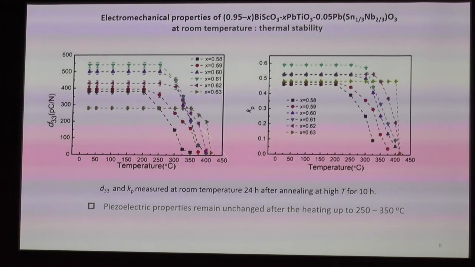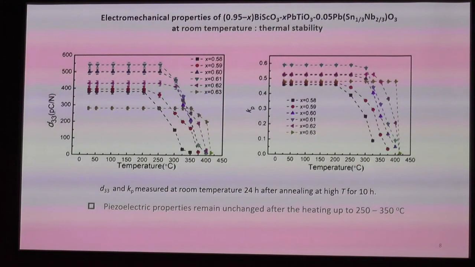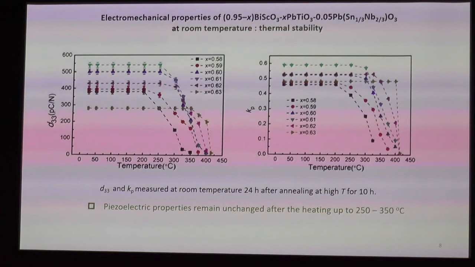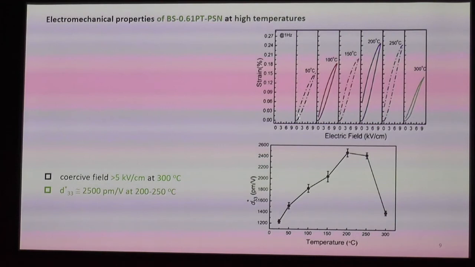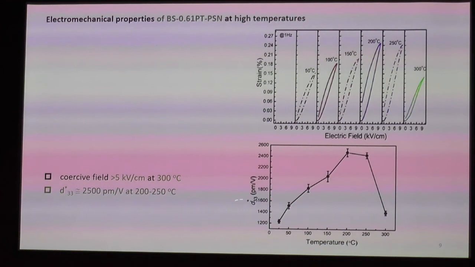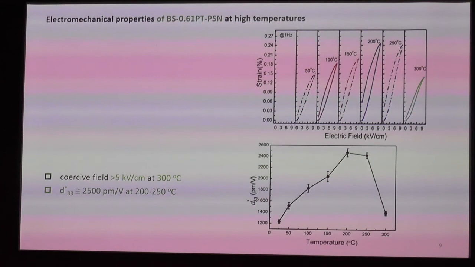And for the material with the highest piezoelectric coefficient, 600, we observe nothing changes up to 250 Celsius. Thus, this material is good for high temperature applications. But what is more interesting is the high temperature properties. These properties were measured directly at high temperature, and this is the dependence of strain on unipolar electric field at different temperatures. We can see that the effective piezoelectric coefficient, measured at different fields, can be as high as 2500 at temperature as high as 250 Celsius. And if we compare with the existing materials, it is much higher than before.